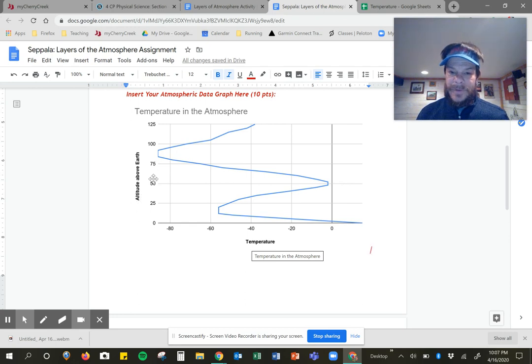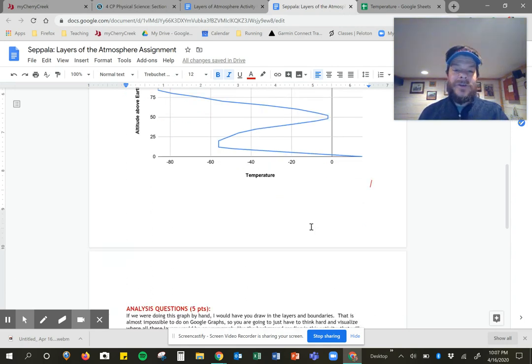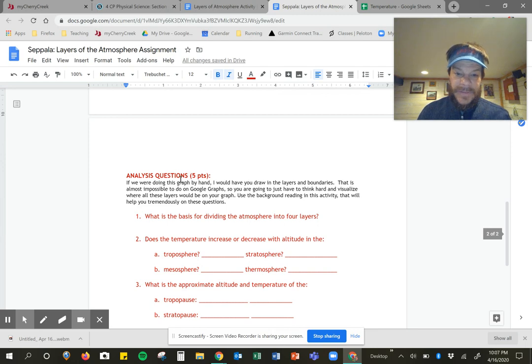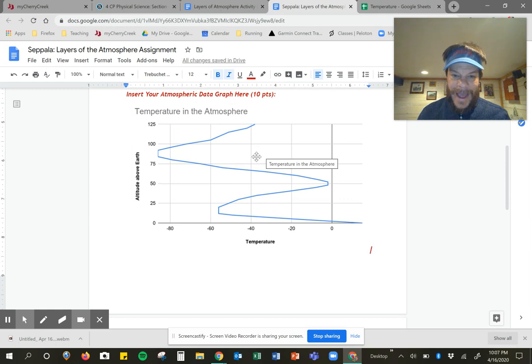That's really important. What this graph shows, guys, is as you go up into the atmosphere, the temperature gets colder, then the temperature gets warmer, then the temperature gets colder, then the temperature gets warmer again. That's really, really, really important. These analysis questions are what you're going to do to analyze your graph. You can kind of see there's 1, 2, 3, 4 slants on your graph if you did it right.